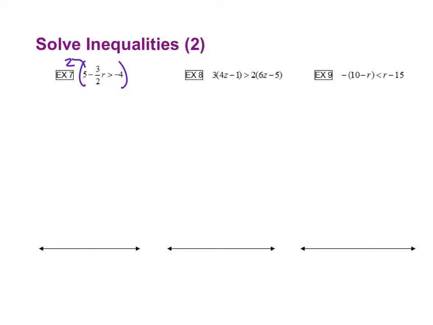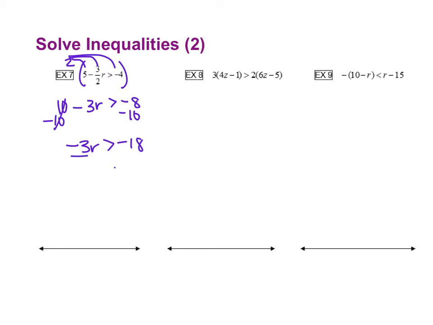So 2 times 5 is 10, minus 2 times 3 is 6, 6 divided by 2 is 3, carry the r, is greater than 2 times negative 4 is negative 8. Alright, so let's get that r by itself. We're going to subtract 10, carry down a negative 3r, is greater than negative 18.